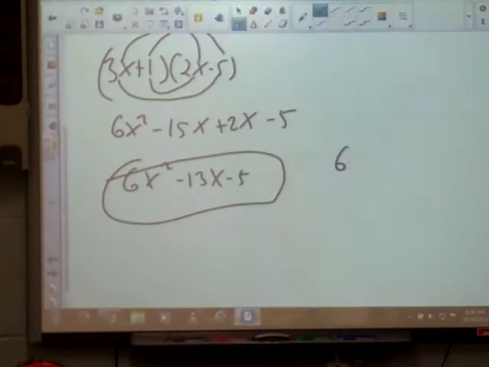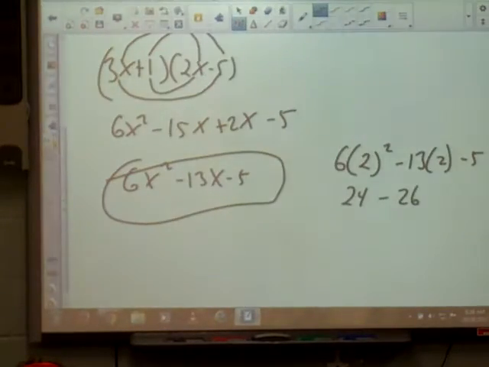So I'm going to have 6 times 2 squared minus 13 times 2 minus 5. So 2 squared, the squared's only on the 2. 2 squared's 4. 4 times 6 is 24. 13 times 2 is 26. That's negative 2 minus 5, negative 7. I bet you squared the 12. I did. The squared's only on the 2, so just square the 2.